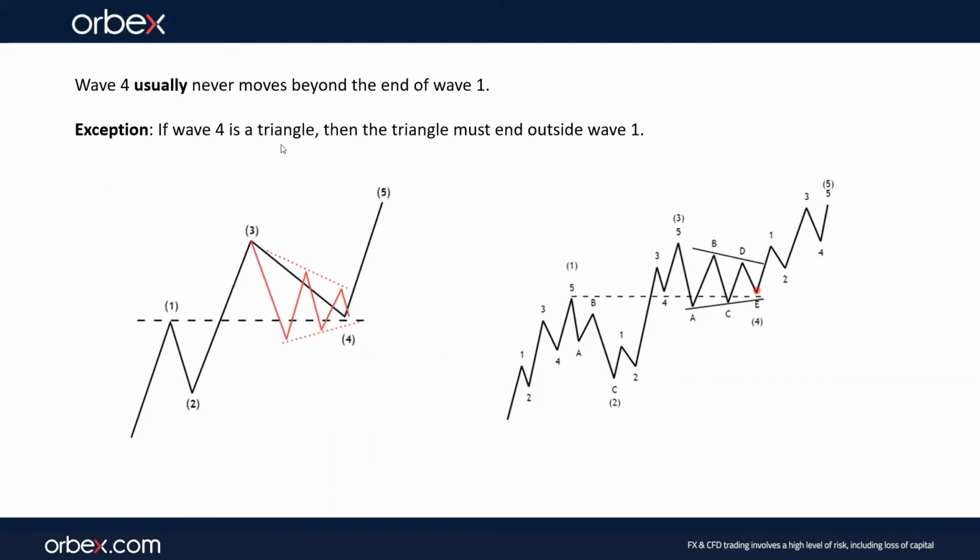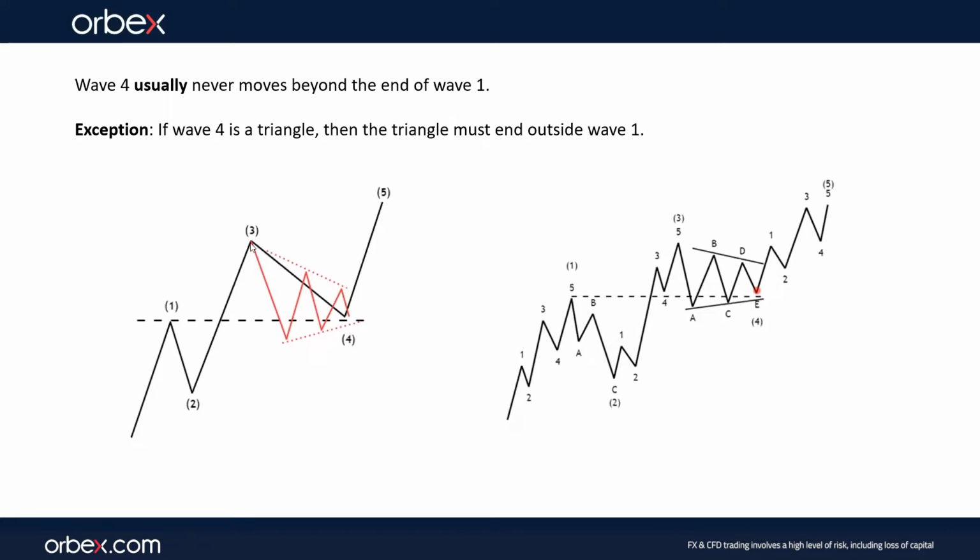And this is an exception. If wave 4 is a triangle, which we'll see shortly, then the triangle must end outside of wave 1. A triangle is basically a 5-wave move, as you can see here, 1, 2, 3, 4, 5, all in a triangle, as you can see from the dotted lines. I'll try to highlight that a bit better. Now we've entered the territory of wave 1, but we've finished outside of wave 1, the ending of the wave.